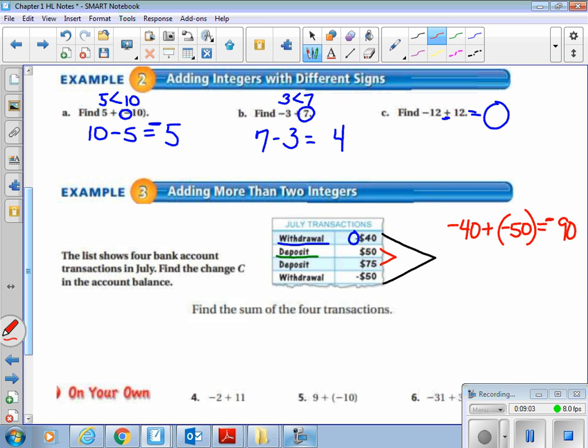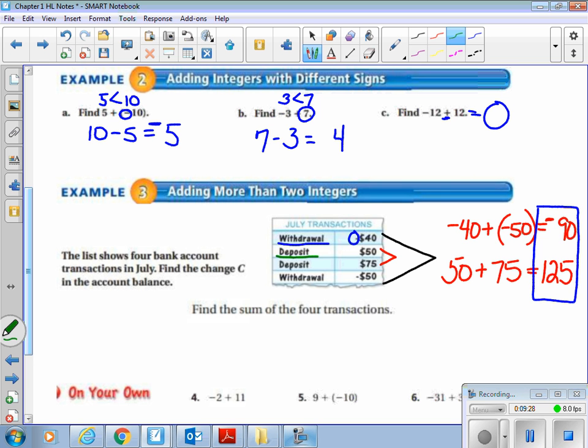I'm going to do the same thing with my two positives. 50 plus 75, the signs are the same. We get to add those numbers. 50 plus 75 is 125. And since they're both positive, my answer is positive. So now I need to combine those two answers. So we're looking here now.